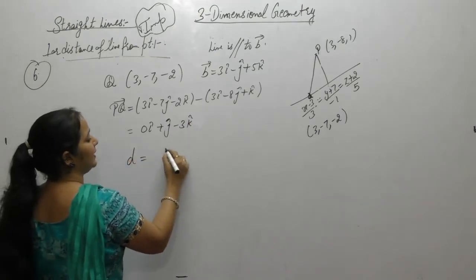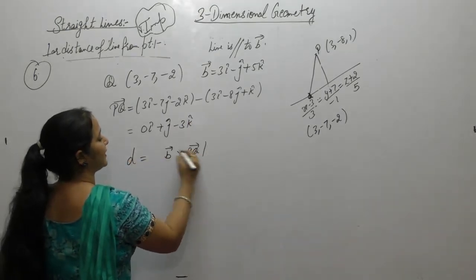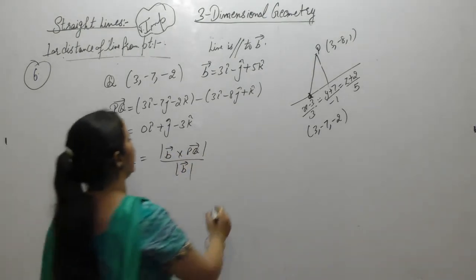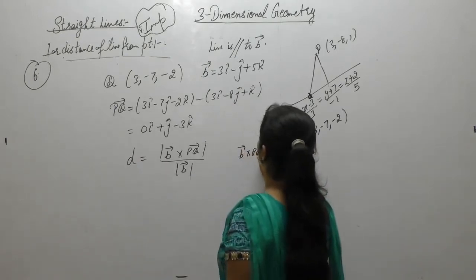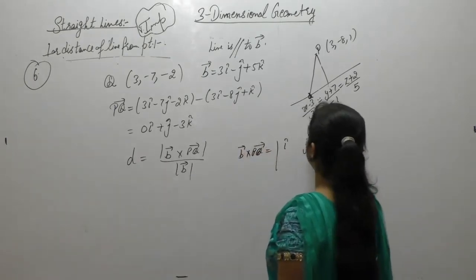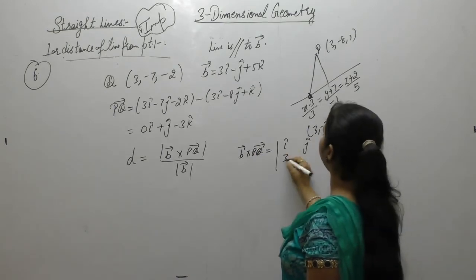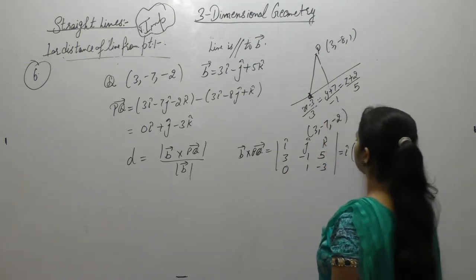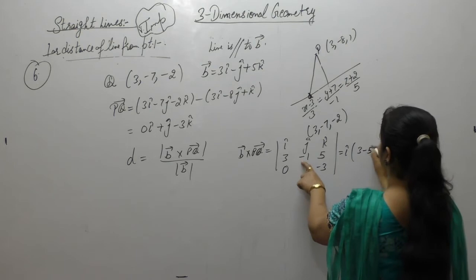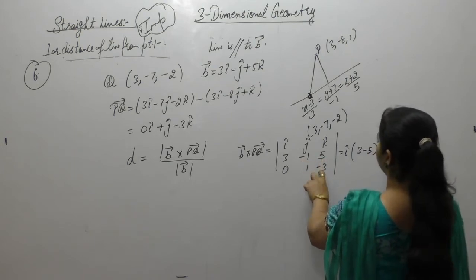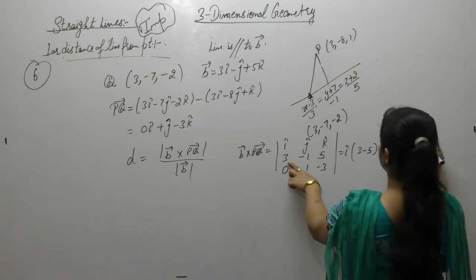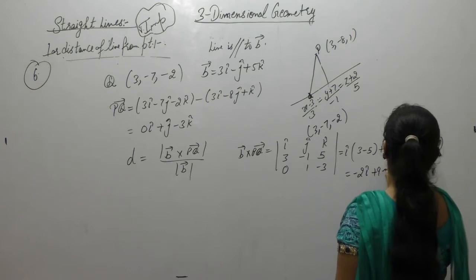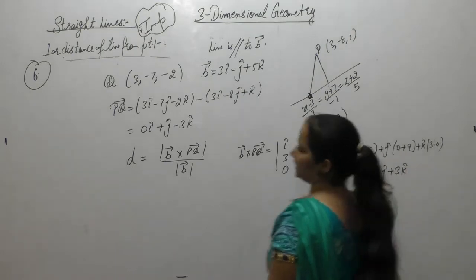What formula did we use? B vector cross PQ vector upon magnitude of B vector. So what we want to find now is B vector cross PQ vector. I, J, K. Components of B vector: 3, minus 1, 5; 0, 1, minus 3. So I into (3 minus 5) plus J into (0 minus minus 9) plus K into (3 minus 0). So minus 2I plus 9J plus 3K.